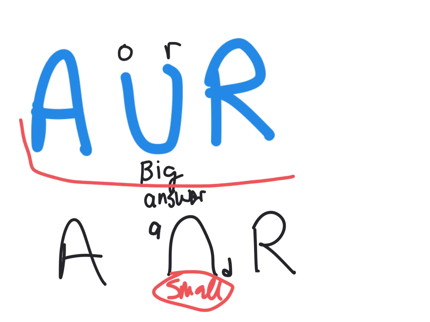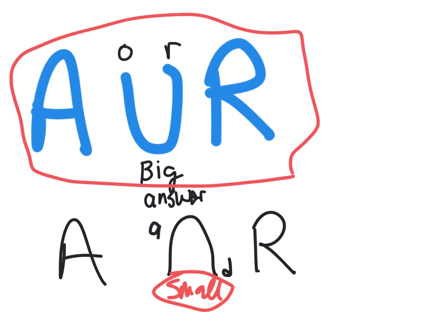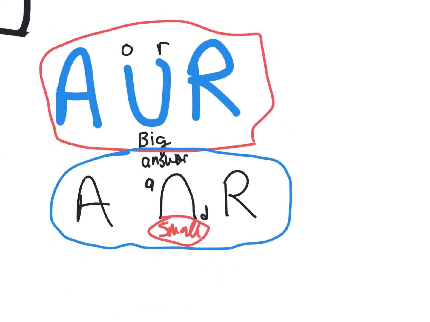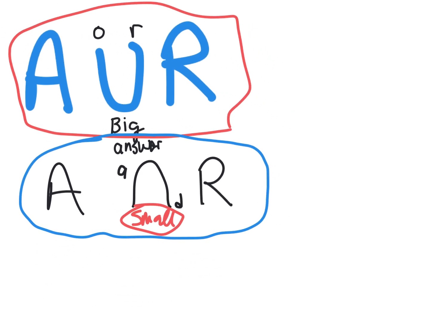So and are small answers, or are big answers. Have you got these straight now? Or big answers. The upside down thing, those are going to be small answers. And there's one more thing that I think is important because you're going to hear this word and I want you to know what it goes with. These upside down U's are also an intersect.